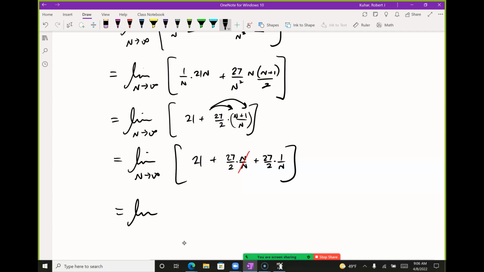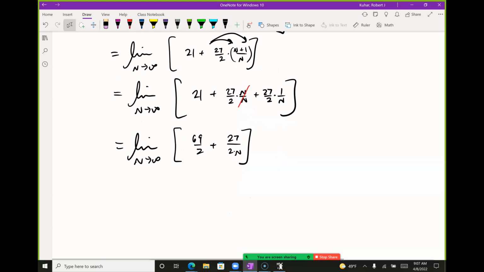So it looks like I get the limit as n goes to infinity of 69 over 2 plus 27 over 2n. And remember, it was an overestimate. I got too much area, right? But now I'm ready to take my limit. And what happens to 27 over 2n when I let n go to infinity? Where does that piece go? It goes to 0? Yep. There it is. There's my area.